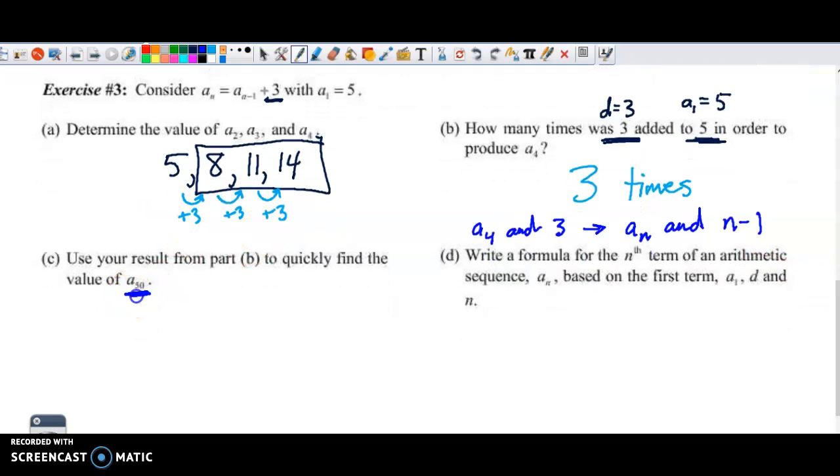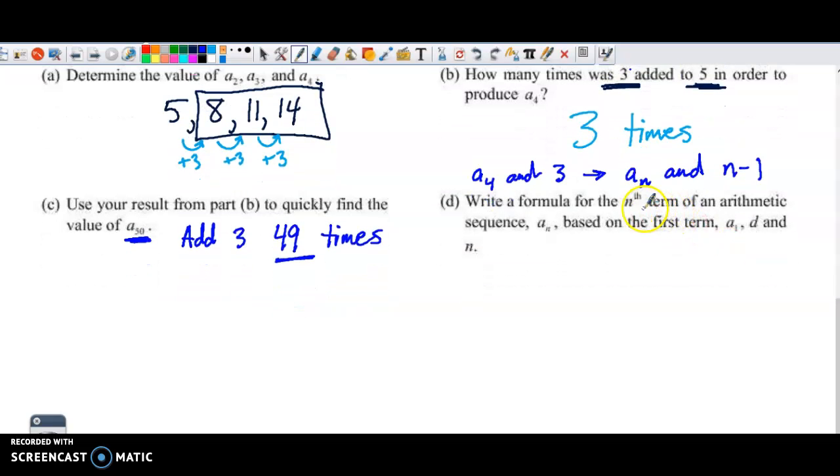If I'm asking you for a sub 50, then we would add the number 3. This is confusing, that's 3, then 3 times. We're adding 3 49 times. And what's the pattern between 50 and 49? It's 1 less than that. So how can we come up with the nth term of an arithmetic sequence?